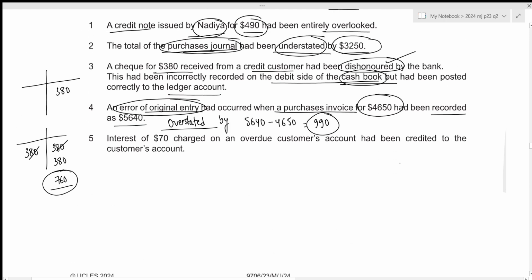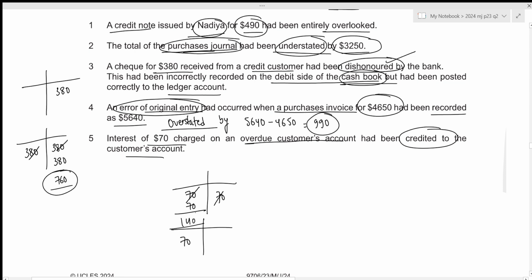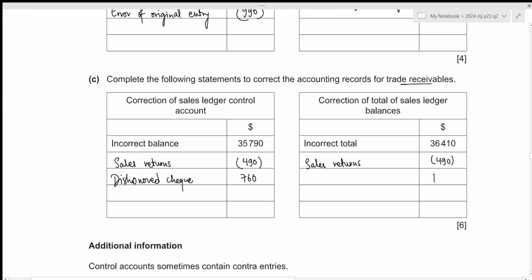Okay. Now for the fifth one, interest of 70 charged on an overdue customer's account had been credited to the customer's account. It should have been debited. So it is on the credit side. Now in order to bring it to the debit side as 70, if we record it once, it will just get cancelled out with the incorrect amount, so we need to record it twice. So we'll record 140 on the debit side. And in this case, we are charging the interest, which will definitely increase our trade receivables. So we need to add this amount of 140, but only on our ledger balances. Let's do that. So we have 140 right here. This is part of the interest charged.